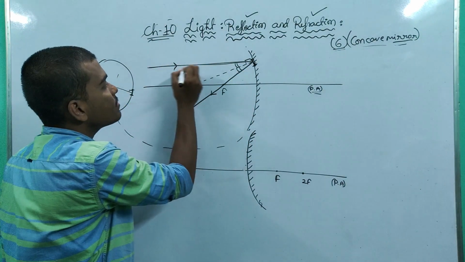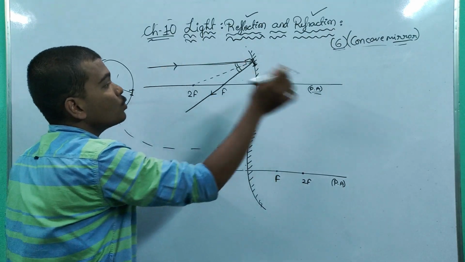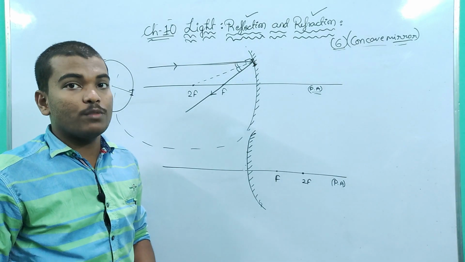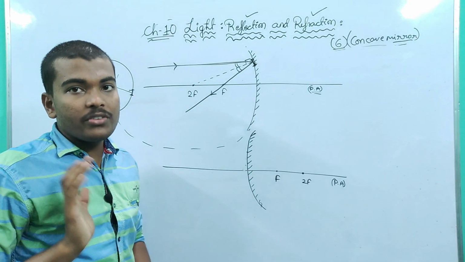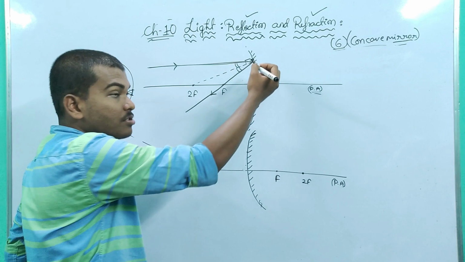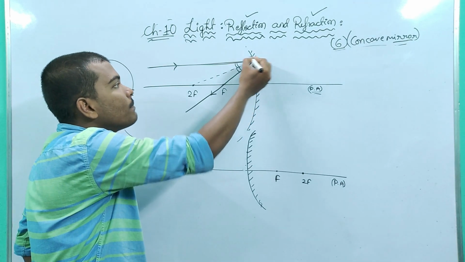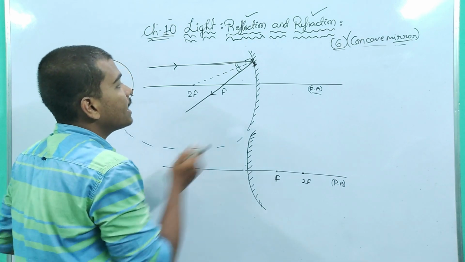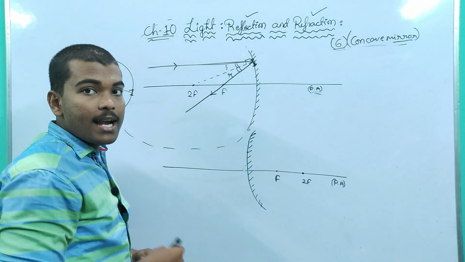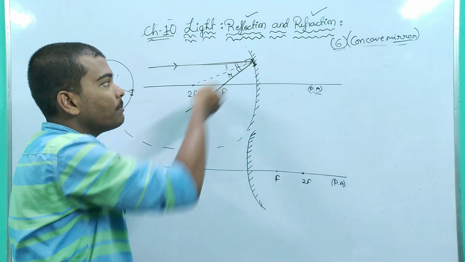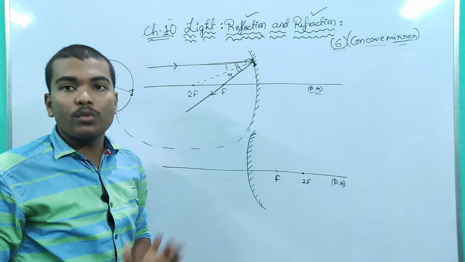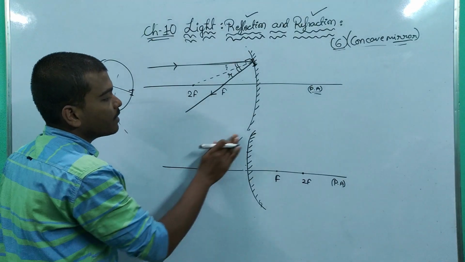The rule is: when any incident light goes parallel to the principal axis and falls on the mirror, it gets reflected through the focus. And you'll ask me why there is a hard and fast rule. This is not a hard and fast rule. If we consider the part on which the light gets struck as a plane mirror, the normal passes through the 2F, and if we calculate the incident angle and the reflected angle, and make the ray pass through the reflected angle, it will pass through the focus.